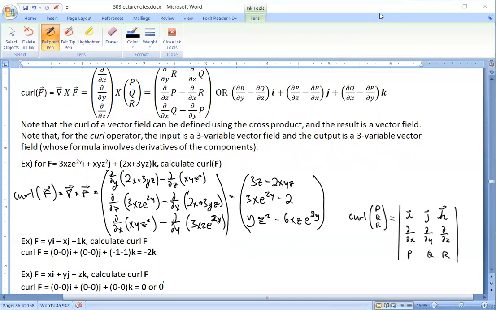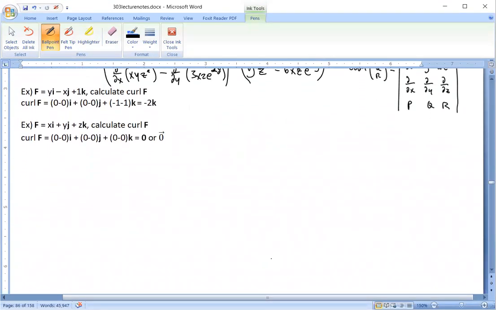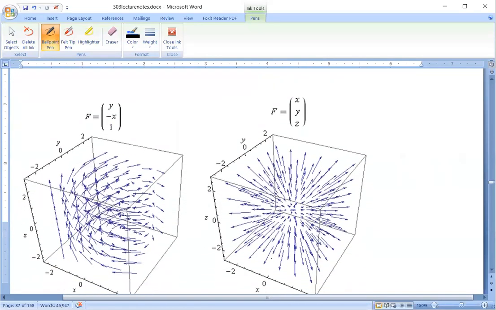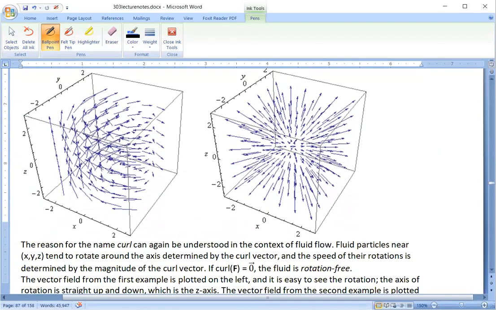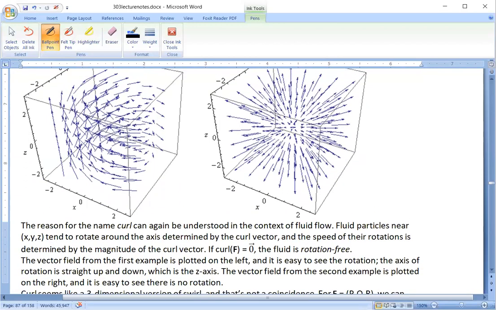For these two short curl calculations, I'm going to show you a graph of the two vector fields, and let's see if we can figure out what curl represents visually. The first one had a curl of negative 2k, the second one had a curl of 0. Let's take a look. The reason for the name curl can be understood in the context of fluid flow. Using that language, fluid particles near a particular point x, y, z tend to rotate around the axis determined by the curl vector, and the speed of their rotation is determined by the magnitude of the curl vector. So they do some kind of rotating and also some kind of straight motion, or some combination of these two. If the curl of the vector field is 0, that means the fluid is called rotation free.